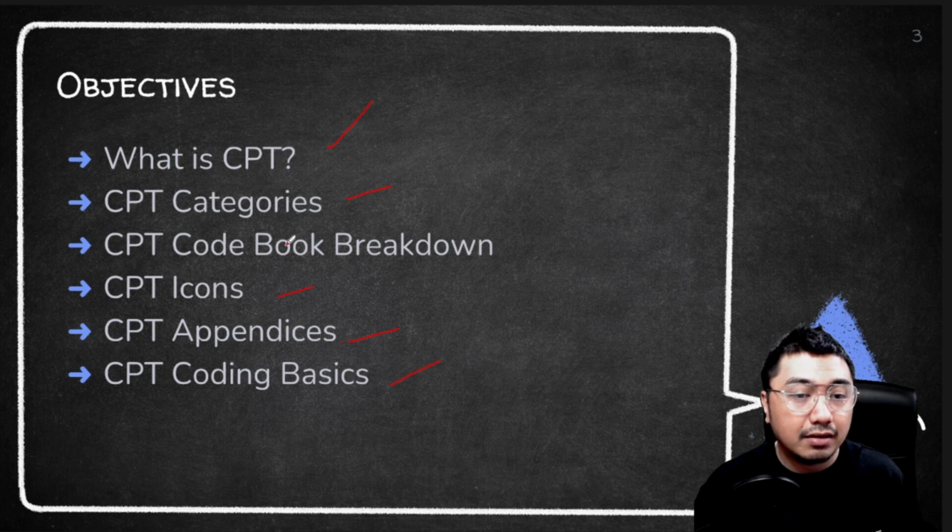So what is the CPT code? What are the categories? We'll be discussing those later. Breakdown of your code book, so at least you know where you will be locating those contents of your CPT book. If in case it's asked in the exam, you also have your icons and symbols, appendix at the back portion of your CPT book, and also coding basics, how you will be searching your CPT codes.